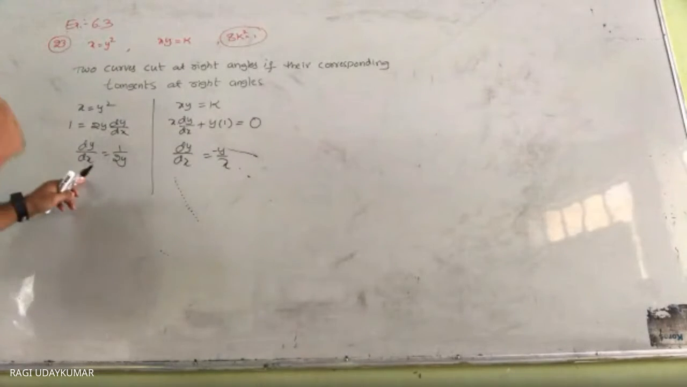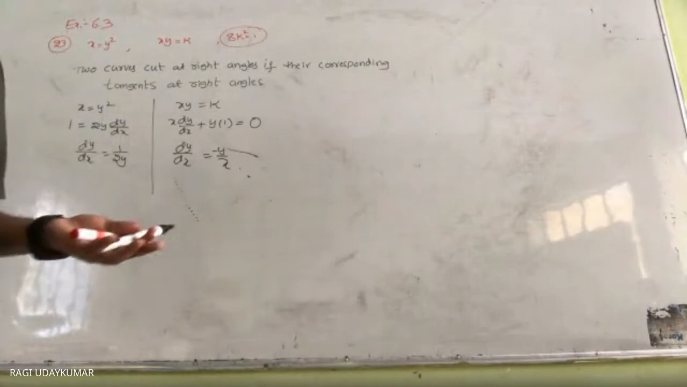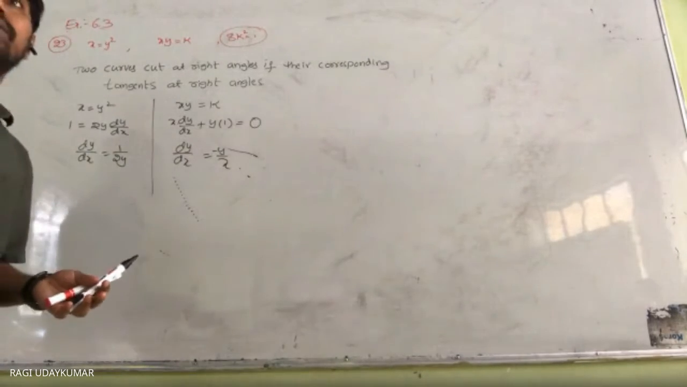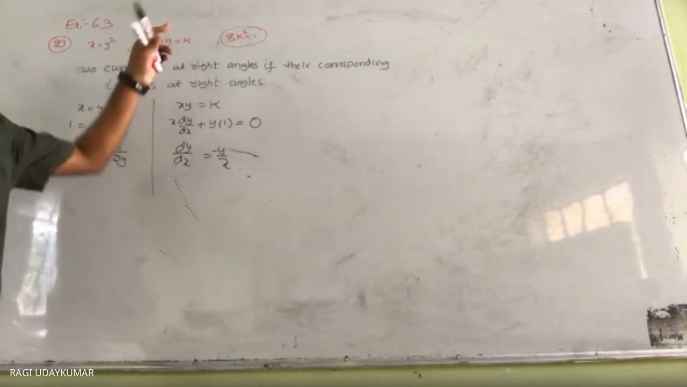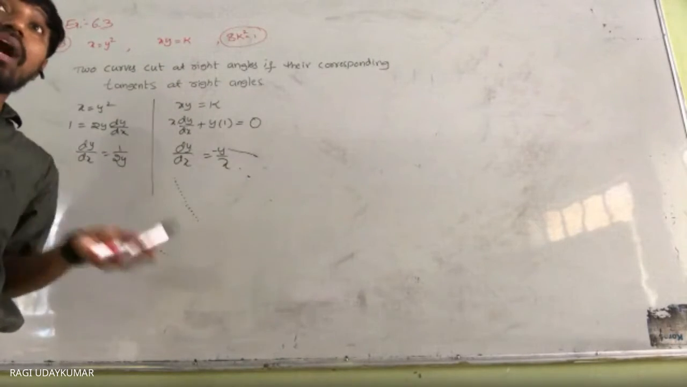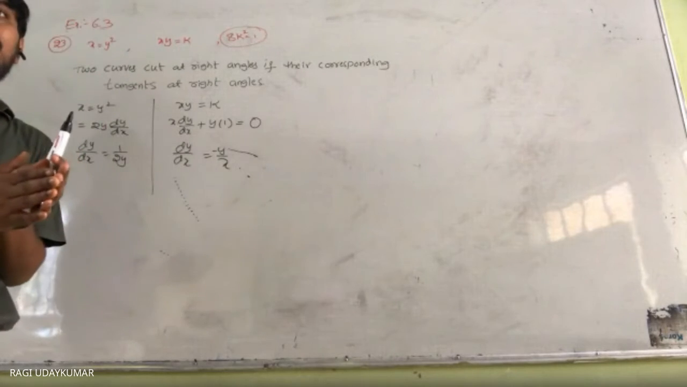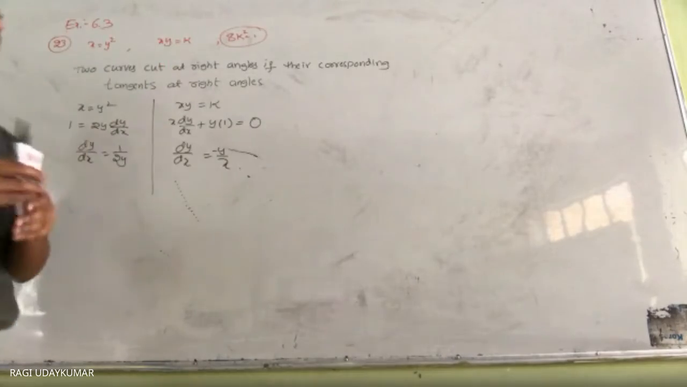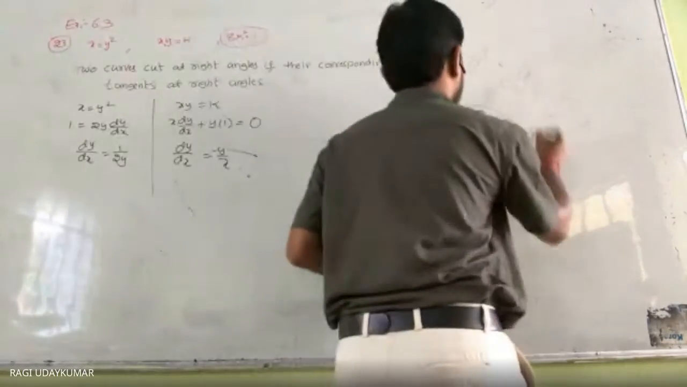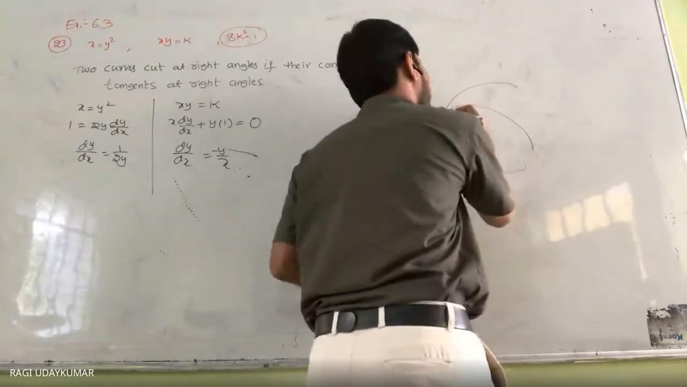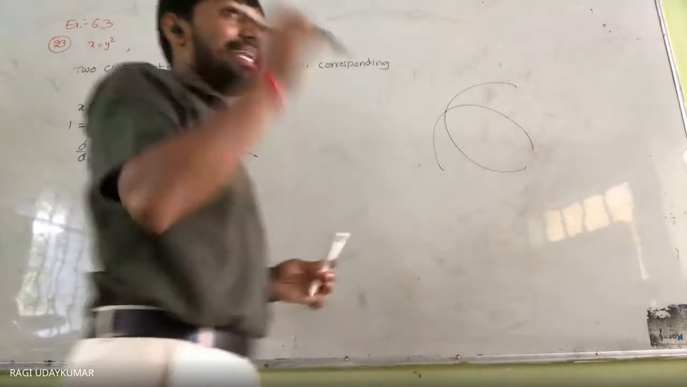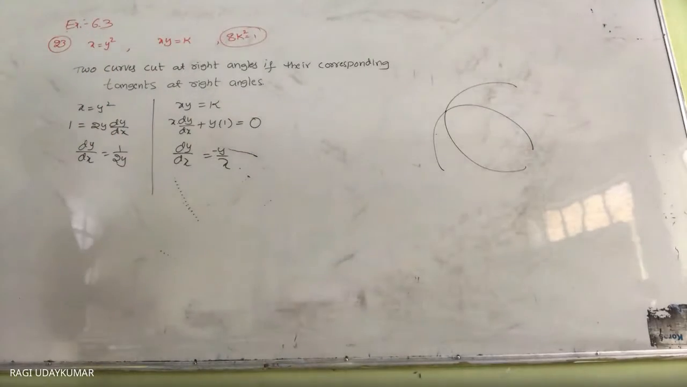What is the slope of the tangent? A particular point is not given to you. But what to do here? Solve these two equations. At what place are they cutting? At the intersection point of these two curves. I have drawn it like this, and the intersection point of both is here. Find out this intersection point. At that intersection point, the tangents should be perpendicular.